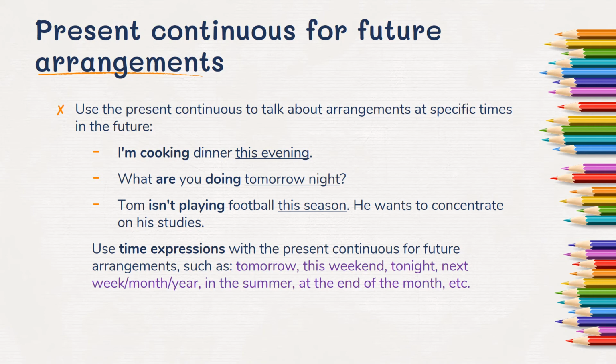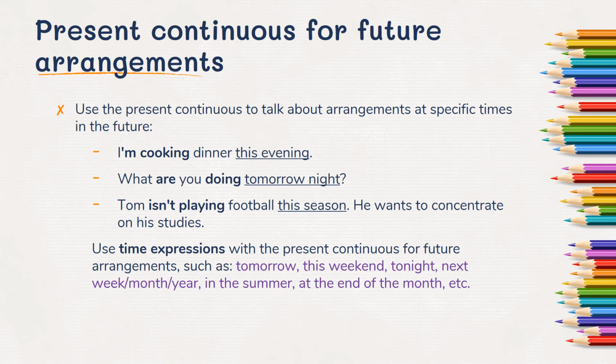Another way of using the present continuous is to talk about future arrangements. Like, for example, you are planning something to happen, and in this case, you may use the present continuous. You are planning a dinner tonight, and you say, I'm cooking dinner this evening. You are talking about something that is going to happen tomorrow, and you ask, what are you doing tomorrow night? So you have a plan, you have an arrangement, and you ask for that arrangement, and you use the present continuous.